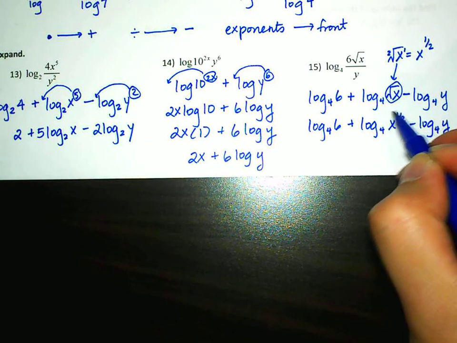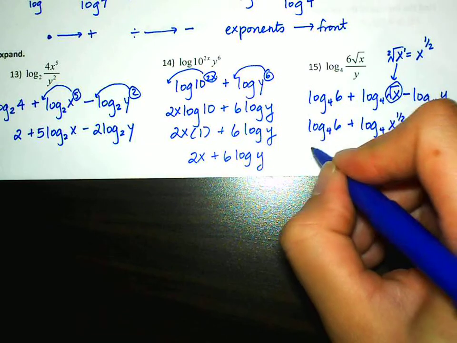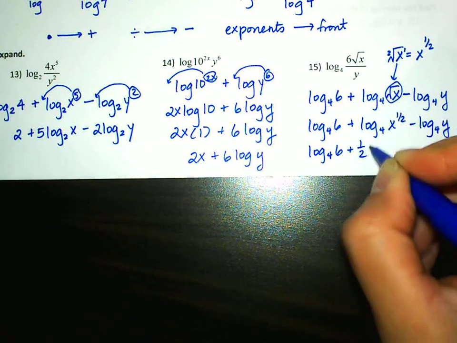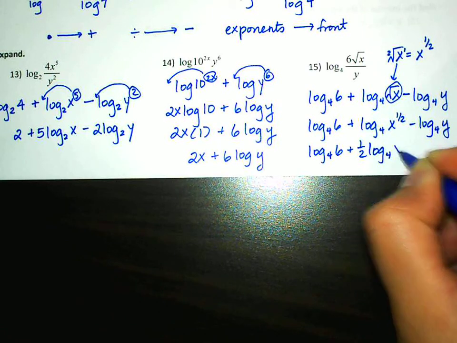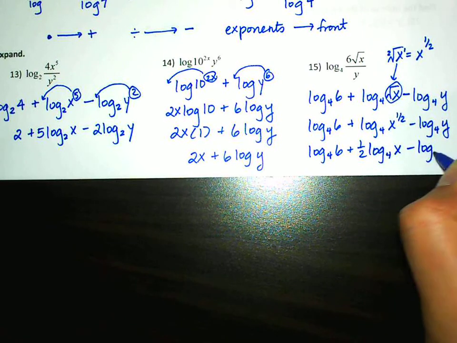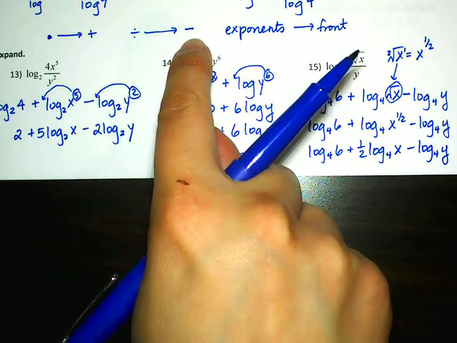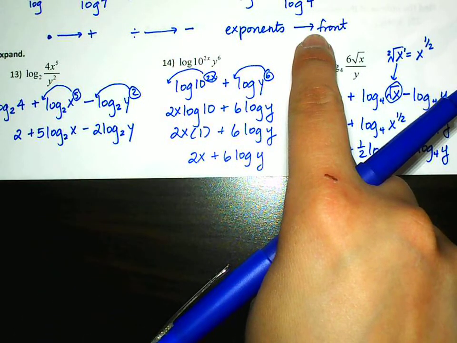And since there's an exponent, we'll move this right in front. So log base 4 of 6 plus 1/2 log base 4 of x minus log base 4 of y. So that's expanding your logs. Make sure you guys remember these 3 rules, and you should be okay.